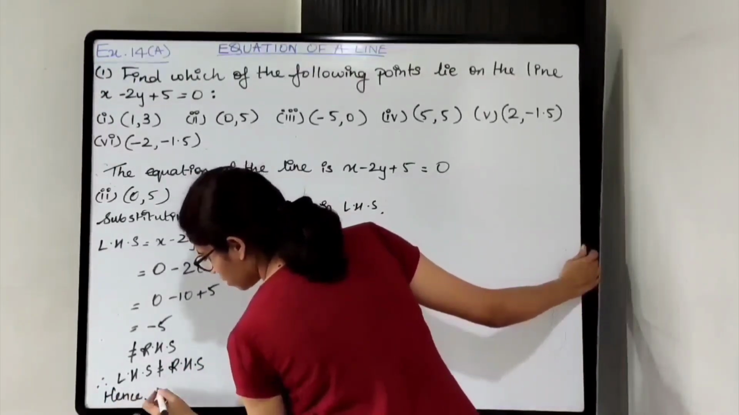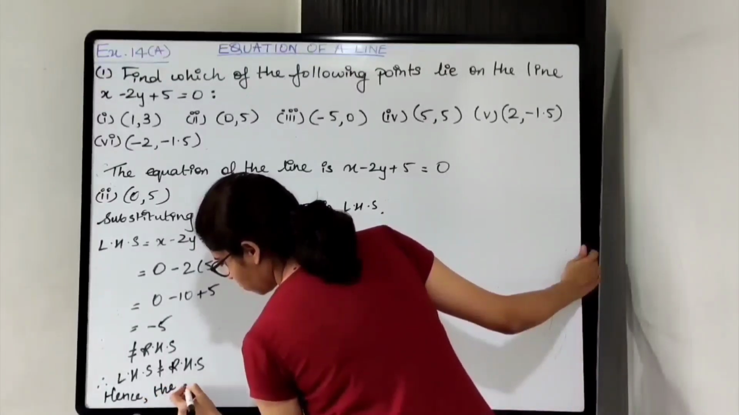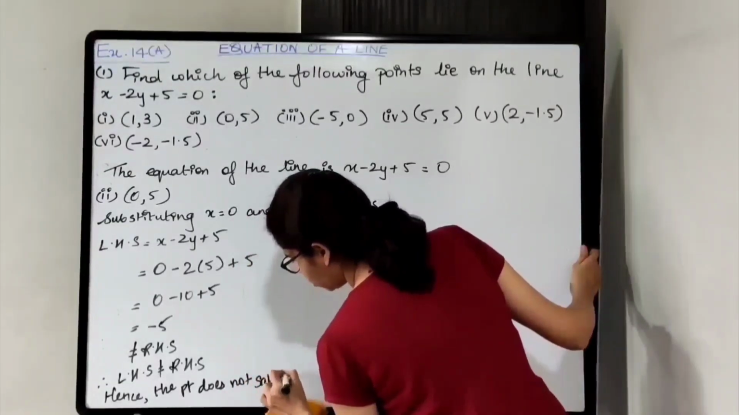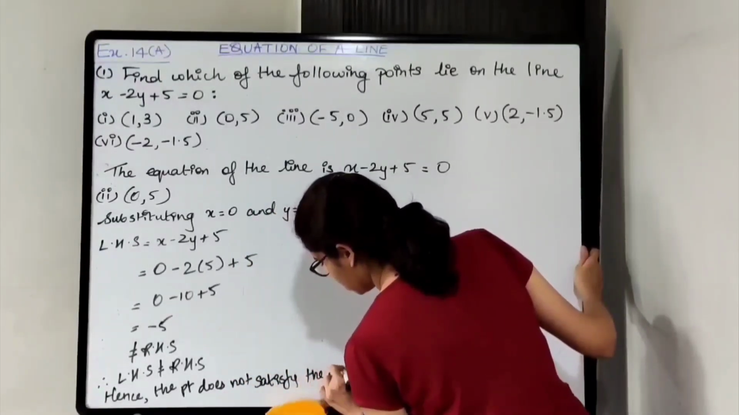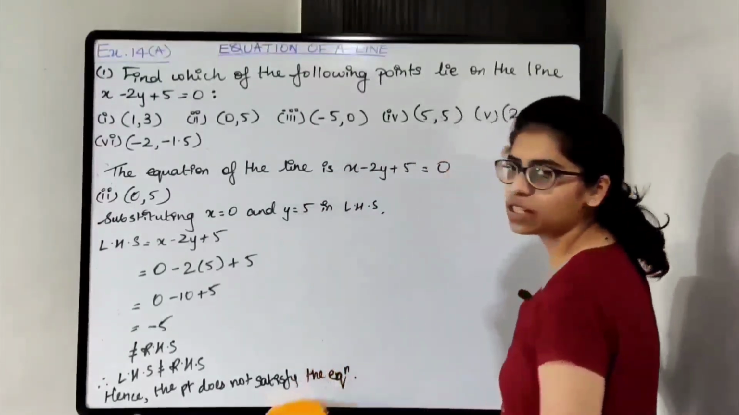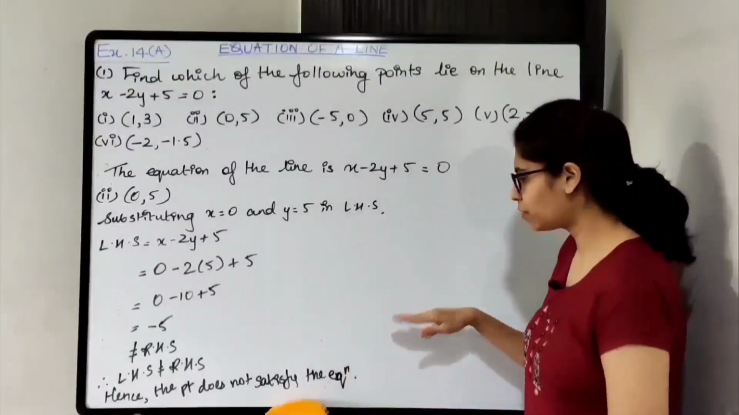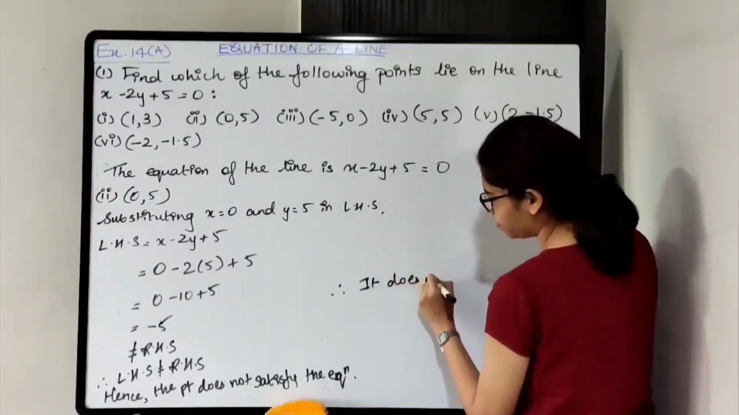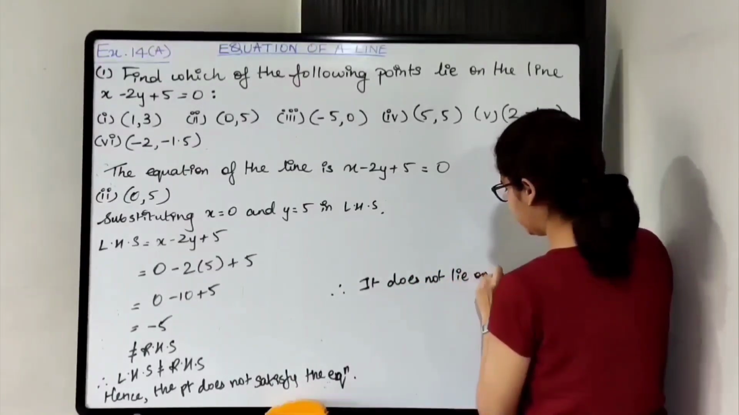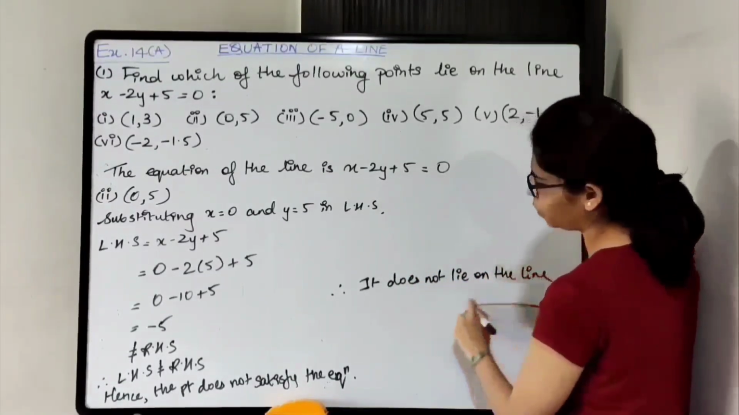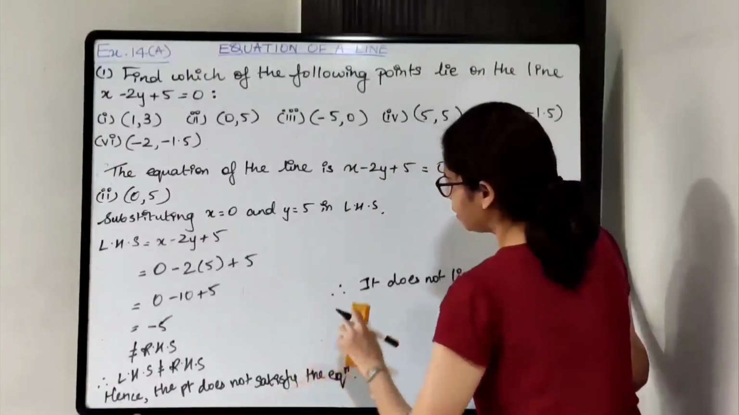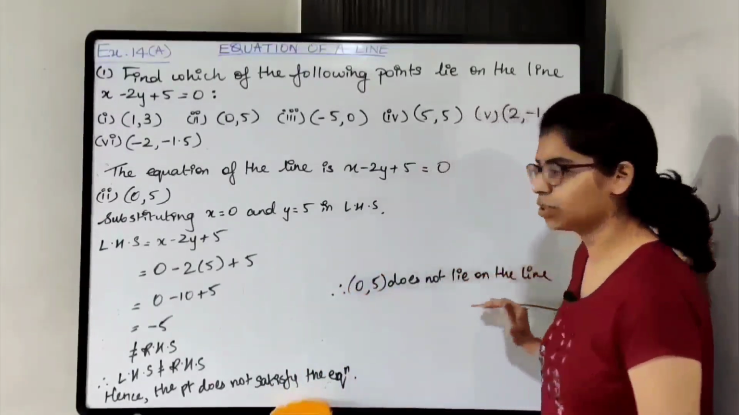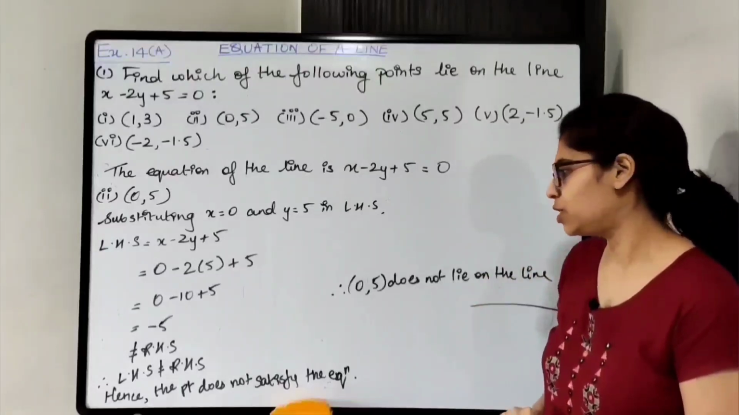Hence the point does not satisfy the equation. Therefore, it does not lie on the line. So write down after this: therefore, it does not lie on the line and the equation. Okay. And write down the coordinates of the point, it would be better. 0, 5 does not lie on the line x minus 2y plus 5 equal to 0.